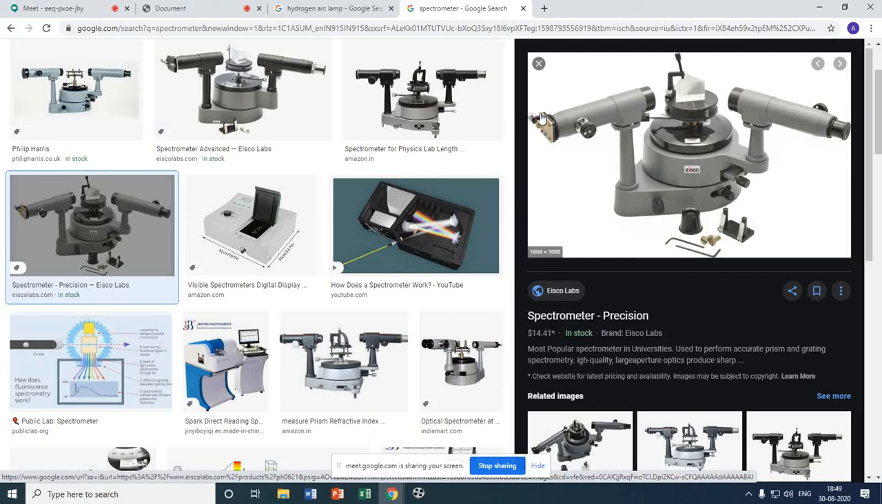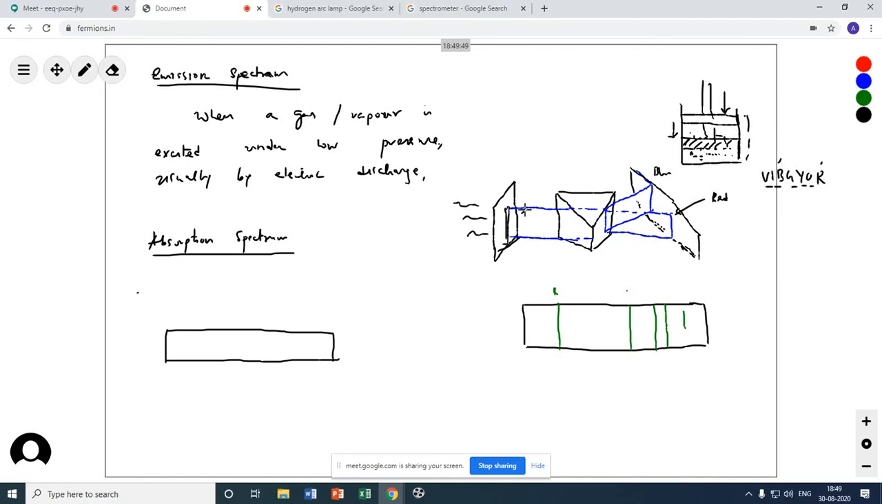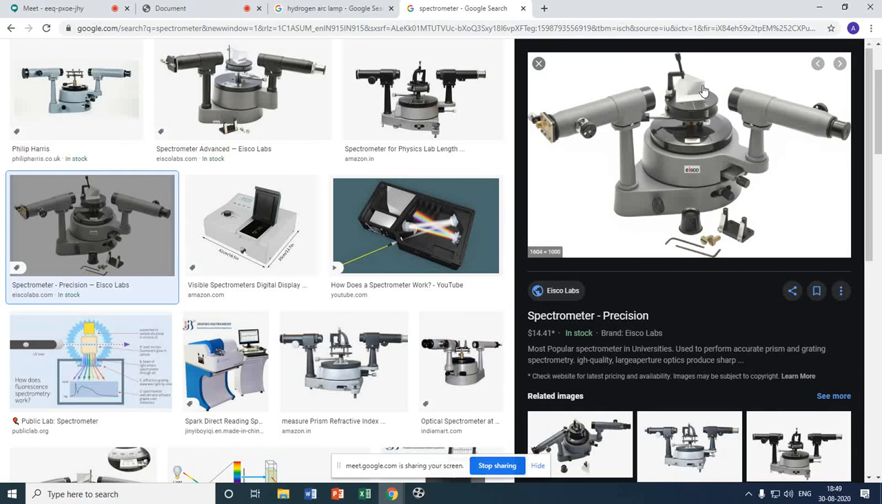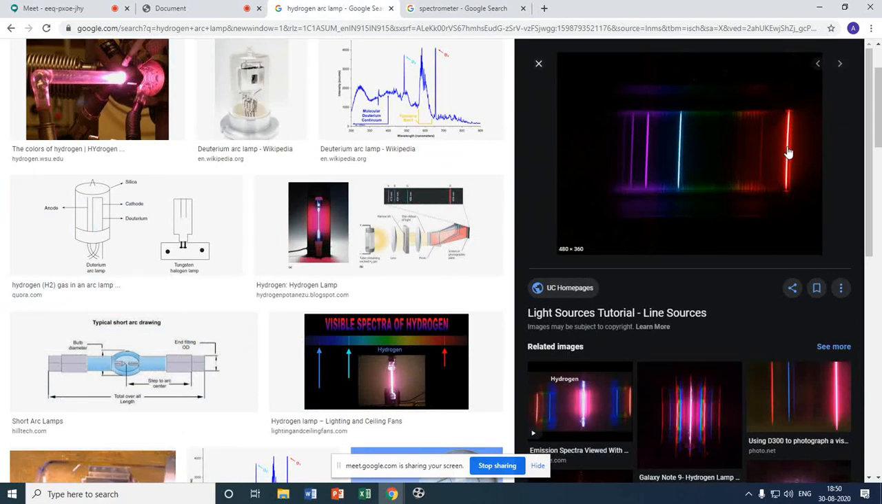In a dark room, I'll glow the hydrogen bulb. The light will go through this slit, and it will become this line. As it becomes like this, the prism is going to make it disperse. So when I see through the telescope, what will I see? I will be able to see only certain visible colors. I will be able to see red. Now this is a very important picture.